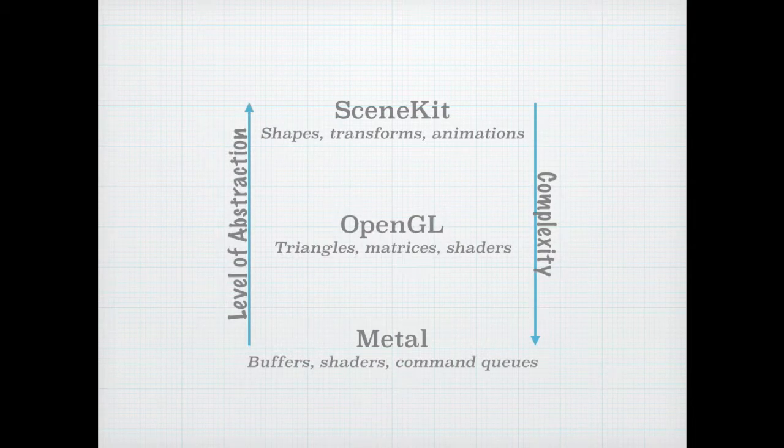With Metal, we actually get even lower. We have all the same things in OpenGL that we have to think about. We have the Metal shading language instead of GLSL. We have all the shaders, all the transforms and the mesh data. But then we even get to think about how to tell the GPU to actually run those commands. We have to take the actual draw commands and encode them into command buffers that we send down a render pipeline to the GPU. So Metal actually increases the complexity in return for giving you more performance.